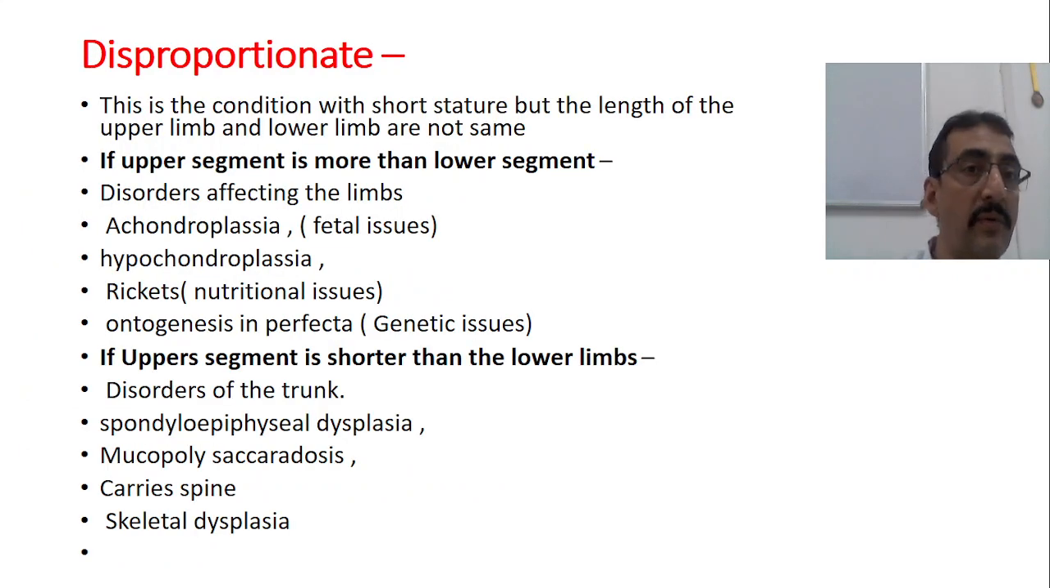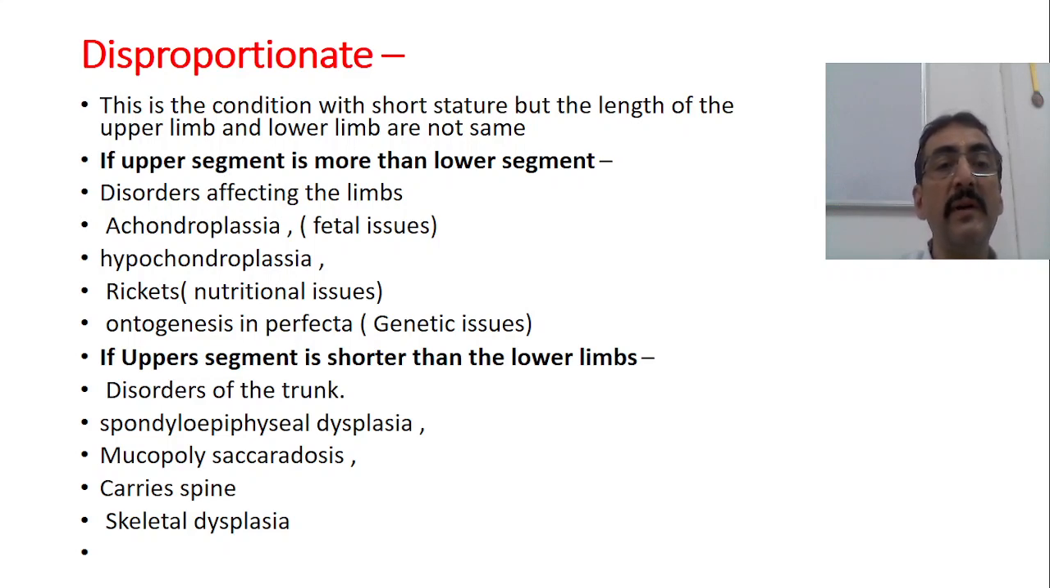Now coming to disproportionate short stature. This is a condition with short stature where the length of the upper limb and lower limb are not the same. Disproportionate का meaning ही वही है. If the upper segment is more than the lower segment, we will have some important causes.